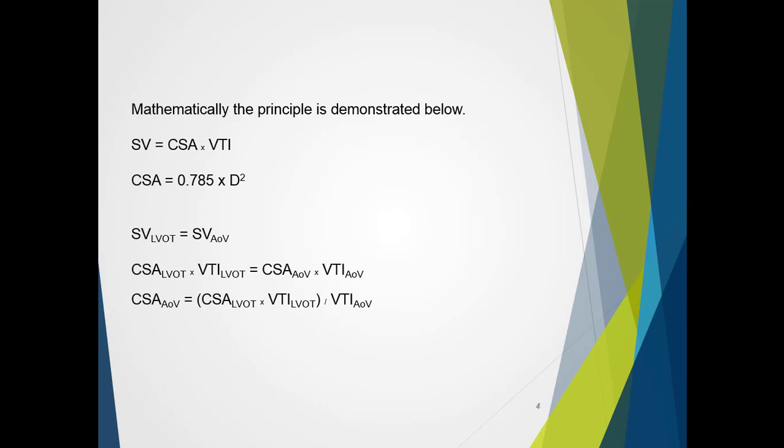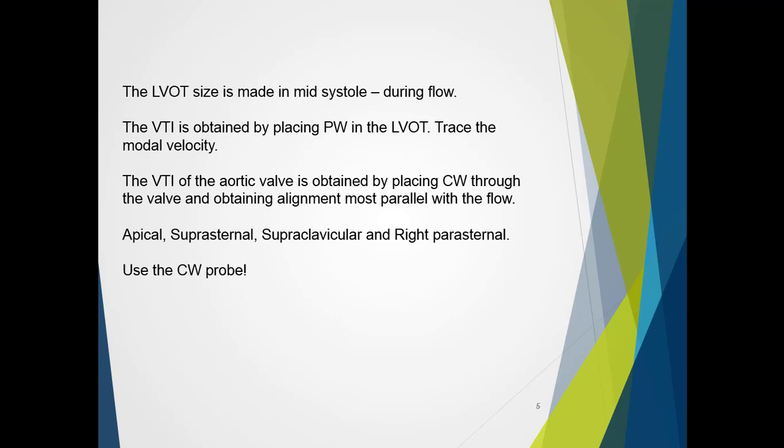The maximum velocities of the LVOT and aortic valve may be used and substituted instead of the velocity time integral, but the VTI is definitely the preferred method. The diameter halved is the radius of the LVOT. To minimize the effect of the assumption that the LVOT size is uniform, it is important that when evaluating the aortic valve its measurement is made mid-systole during flow. The VTI is obtained by placing pulse wave in the LVOT at the valve level and then moving the sample volume back towards the apex to minimize the effect of flow acceleration and remove valve clicks or leaflet motion.